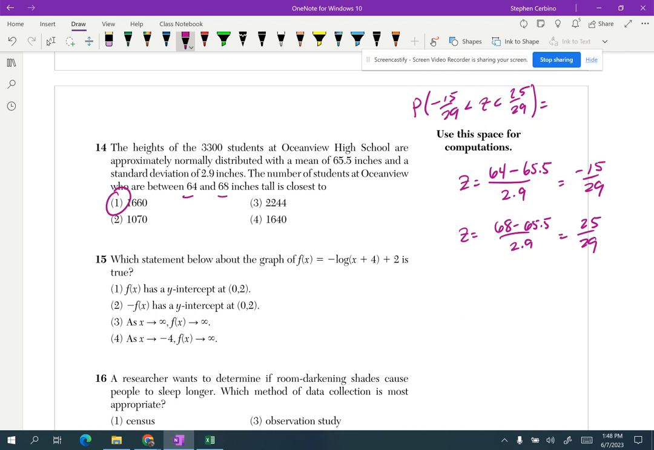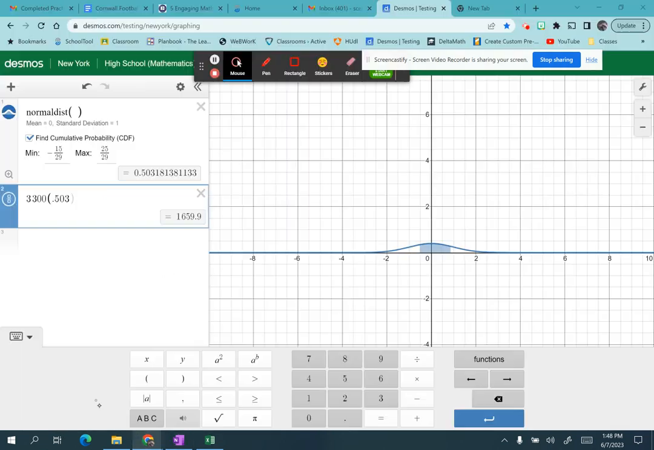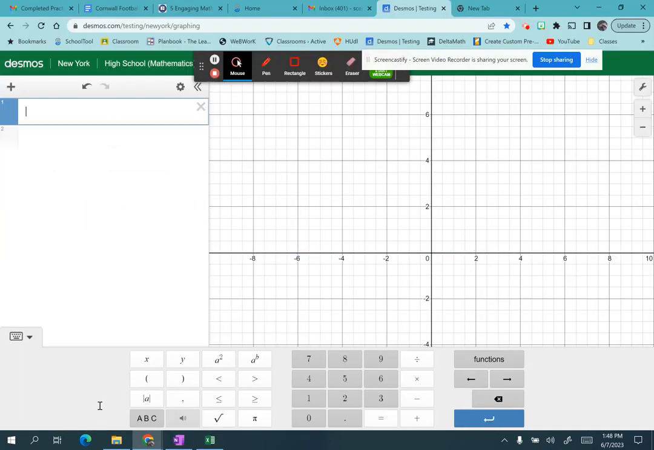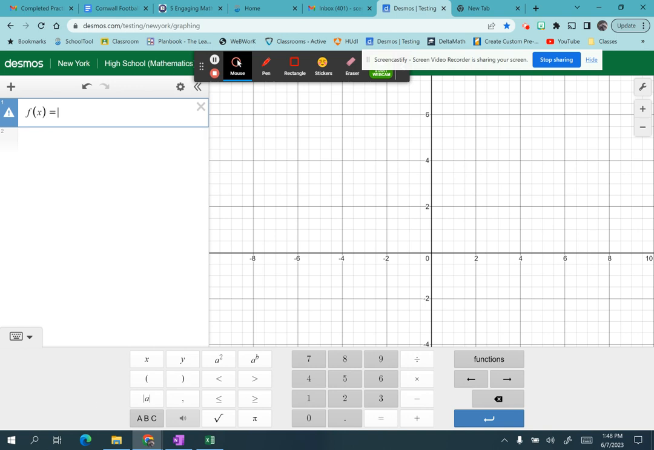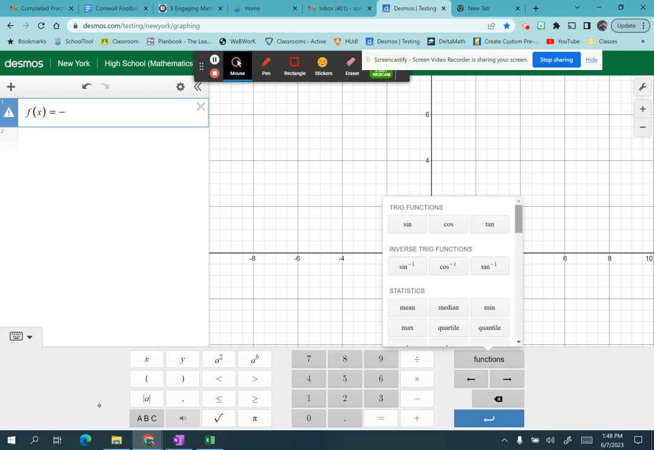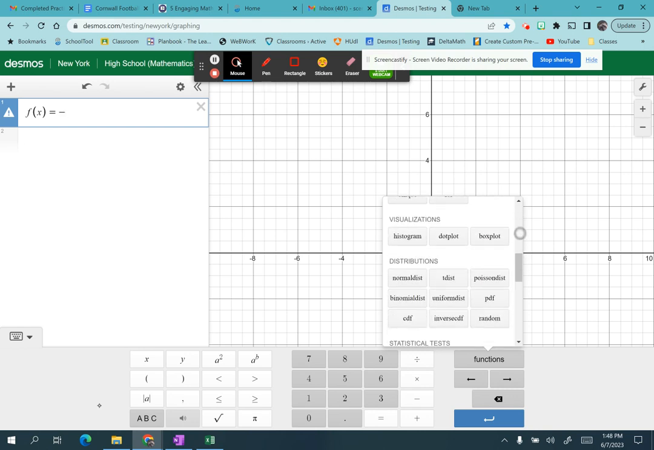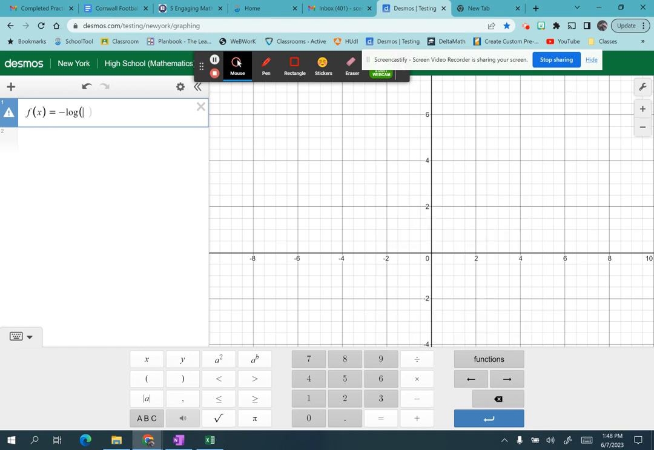All right, so the next one wants us to graph the logarithm function and see what makes sense out of it. So again, we're going to go to our calculator. You'll notice in multiple choice, you're going to do a lot of calculator work. So we'll type in f of x equals negative log. It's log base 10, so we just use a regular logarithm. Just find log, x plus 4, and plus 2. So here's our logarithm.